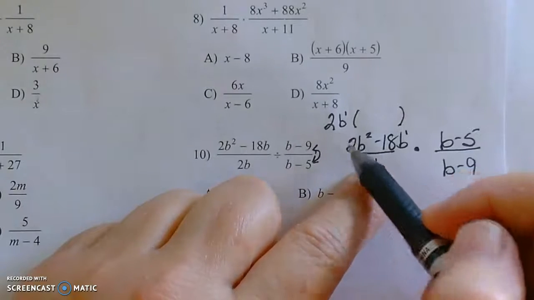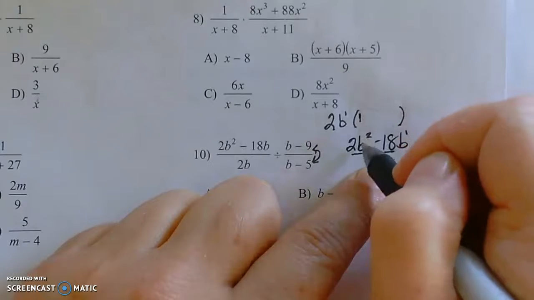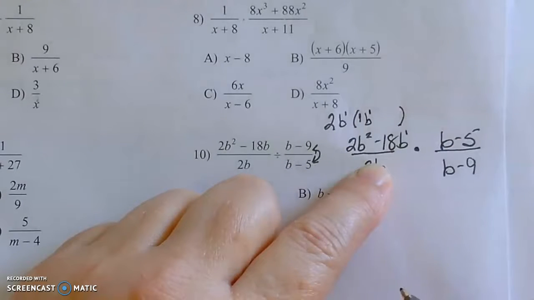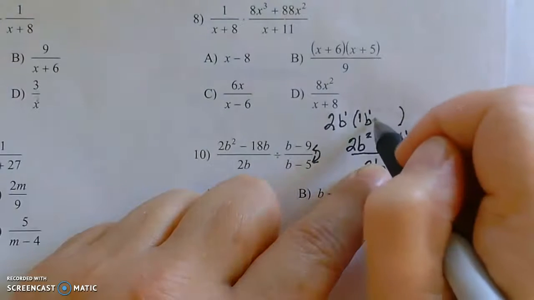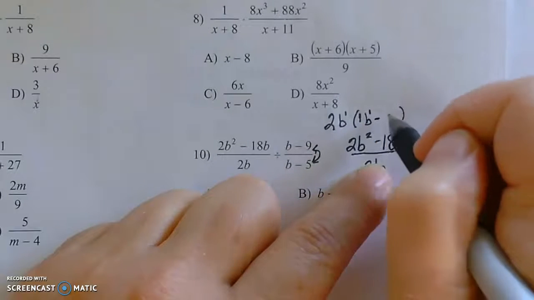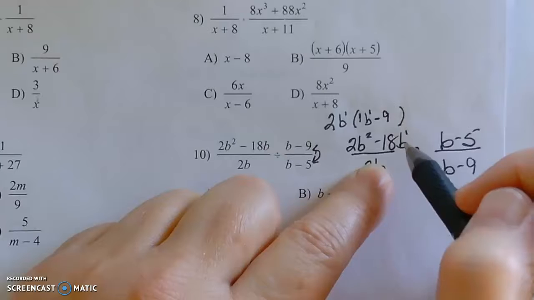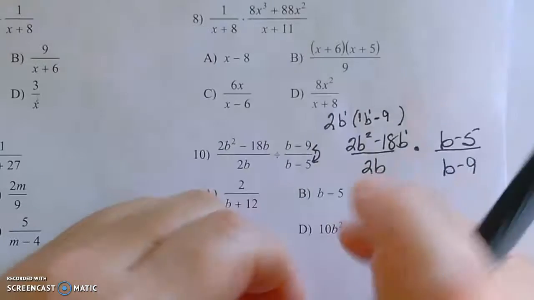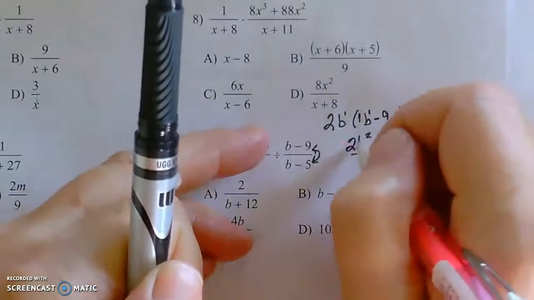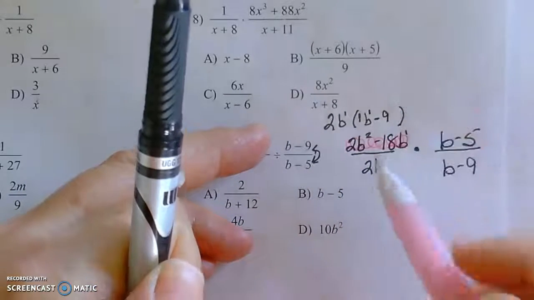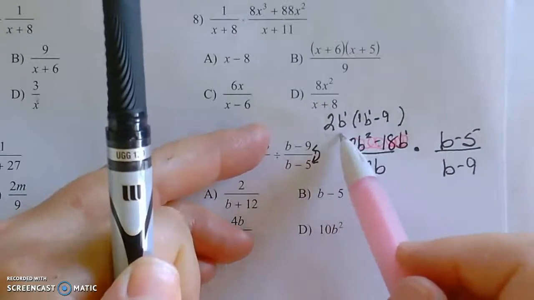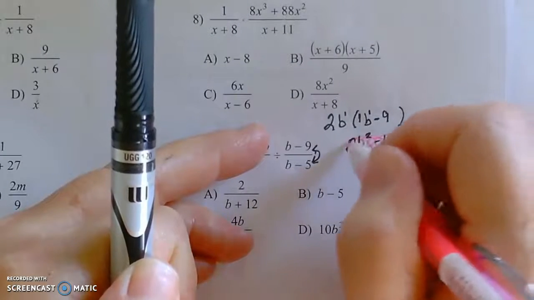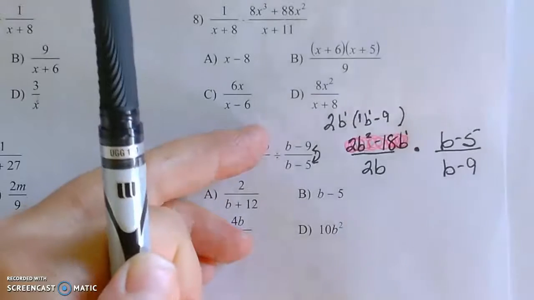So 2 divided by 2 is 1. If I have a b squared and I take out a b to the first, I still have a b to the first left. Minus 18 divided by 2 is 9. If I have a b to the first and I take out a b to the first, do we have any b's left? No, we don't. So what we did was we just rewrote this as 2b times 1b minus 9. And so I'm getting rid of this old stuff because I rewrote it by its nickname.